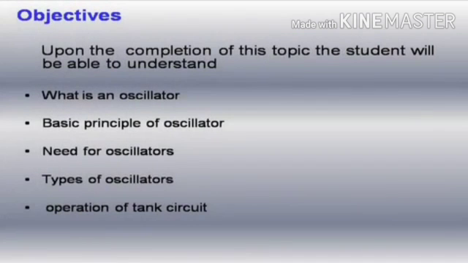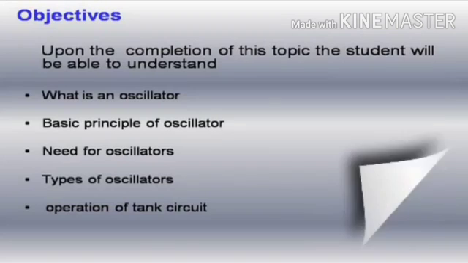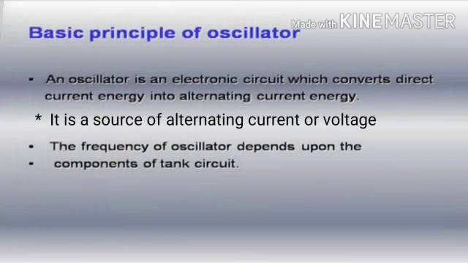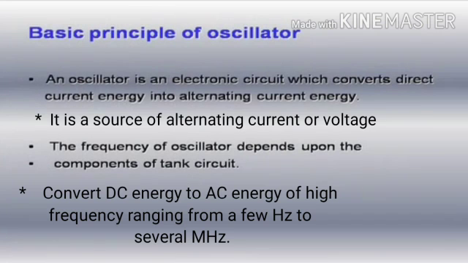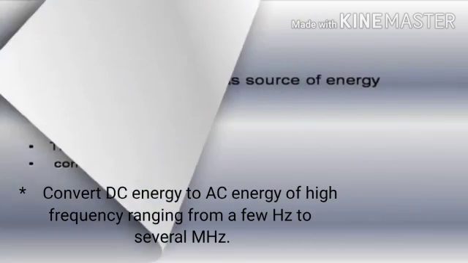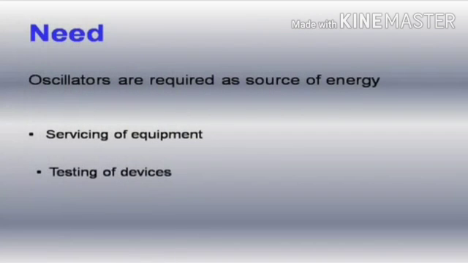And apart from this, we will know what is an oscillator, principle, need, types of oscillator, and tank circuit, operation of tank circuit. First, what is the meaning of oscillator? It generates oscillations of desired frequency and it is a source of alternating current or voltage. And it converts DC energy to AC energy with a frequency range of a few hertz to several hertz.